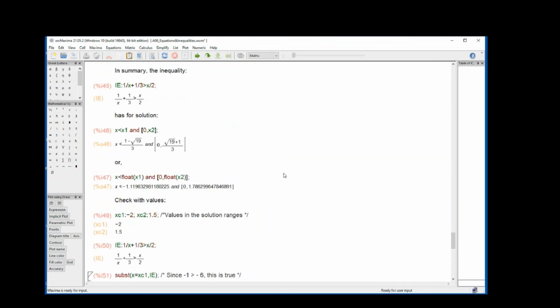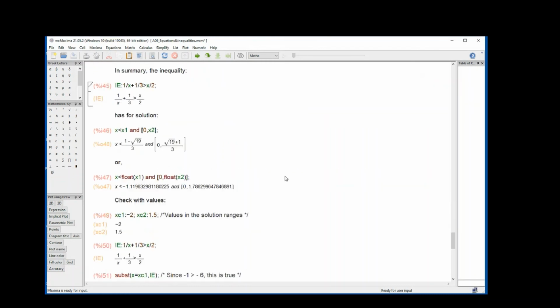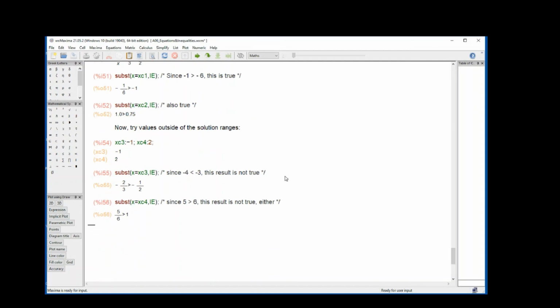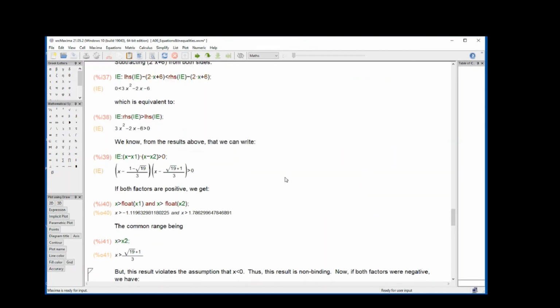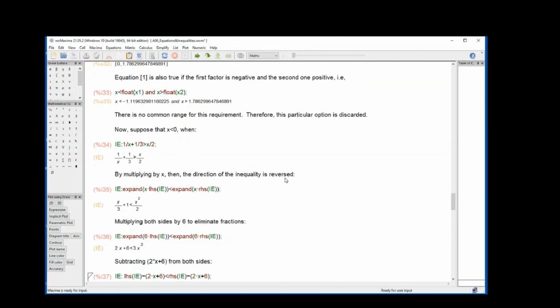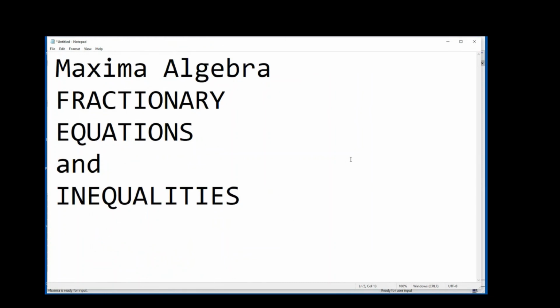Now, the last example turned into a quadratic, and the quadratic turned into a detailed description of the inequalities. And we haven't yet talked about quadratic equations, so I owe you that one. Well, I just wanted to show you how to solve inequalities, and with that we finish this video about fractionary equations and inequalities.